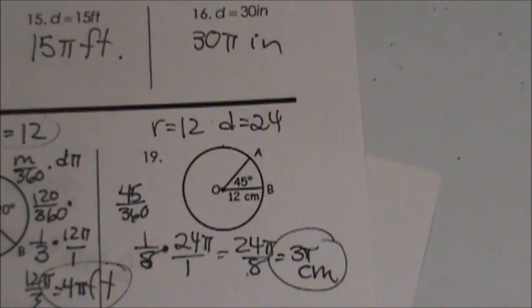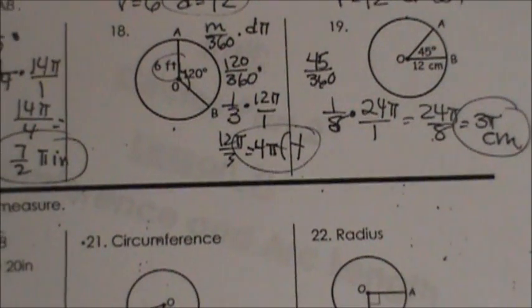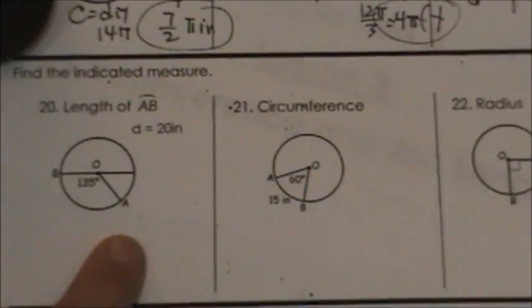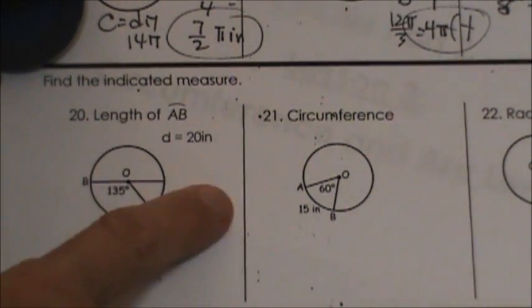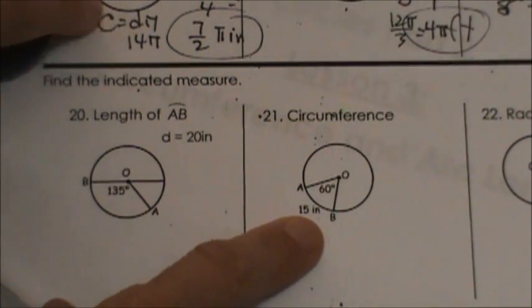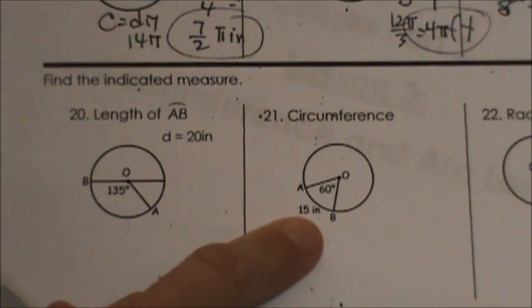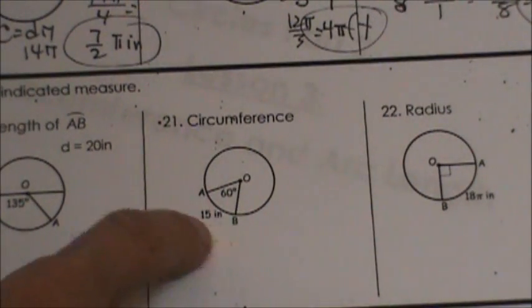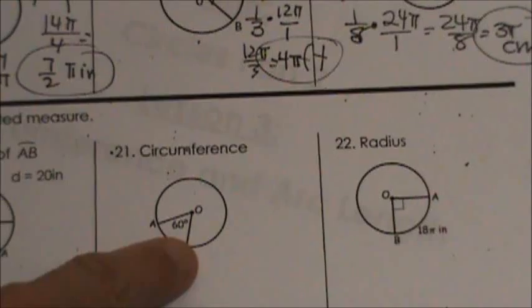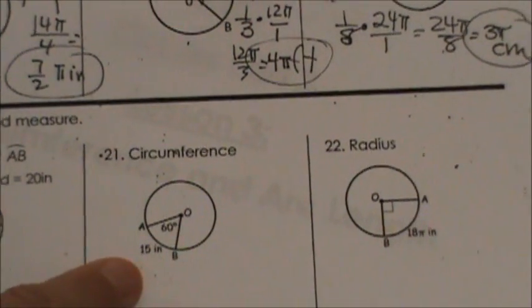Now, these next few are asking you to find different lengths. Okay, see if you can do number 20 on your own. It's a forward problem. You're just finding an arc. Okay, now this one is a backwards problem. So you're given the arc length is 15. You're trying to find the circumference. I'm going to actually show you two ways to do this problem.